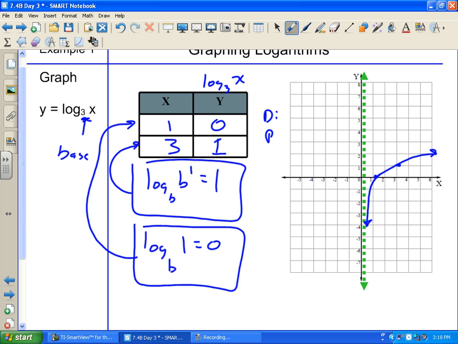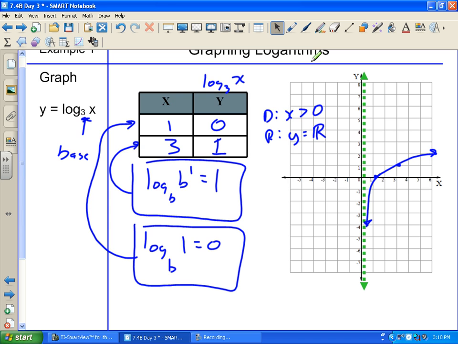Domain and range. We have domain restrictions now. We have a vertical asymptote. X is greater than 0, and y is all real numbers. Y will go down to negative infinity and up to positive infinity. Again, domain, x is greater than 0. Range, y equals all real numbers. That's it.